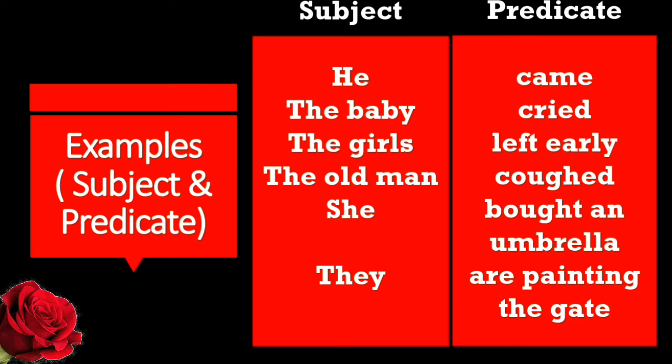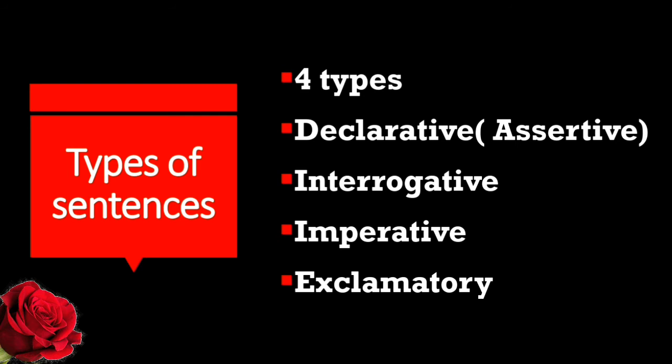Here the girls is the subject, left early is the predicate, left is the verb and is not taking any other object. So it is an intransitive verb. The old man coughed. Here the old man is the subject, coughed is the predicate, and the verb cough is not taking any object. So it is an intransitive verb. I hope you understood.